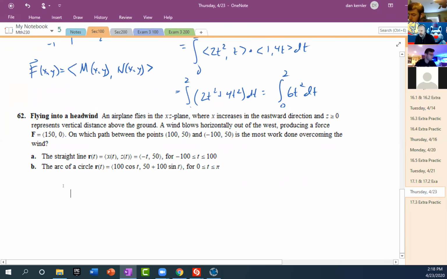Okay, an airplane flies in the xz plane where x increases in the eastward direction and z greater than or equal to 0 represents vertical distance above the ground. A wind blows horizontally out of the west, producing a force F equals <150, 0>. On which path between the points (100, 50) and (-100, 50) is the most work done overcoming the wind?